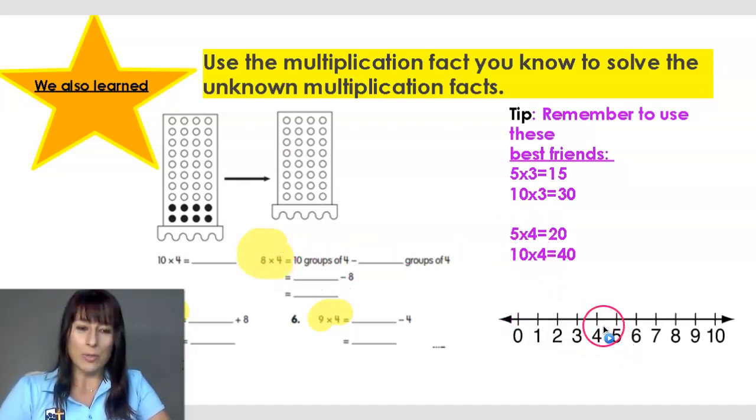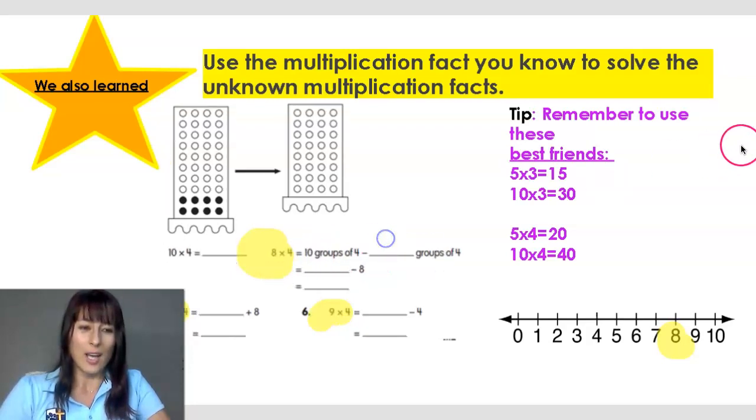If I need to solve 8 multiplied by 4, let's find number 8 on the number line. Is it closer to 10 or is it closer to 5? Yeah, it's closer to 10. So since it's closer to 10, that's why I'm going to choose 10 groups of 4 to help me to solve this unknown multiplication fact. So 10 groups of 4, which is 40, right? Minus, how many groups of 4 do I have to take away to have only 8? That's correct. We're going to have to take 2 groups of 4.